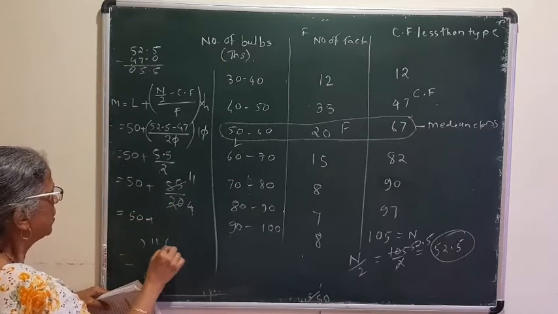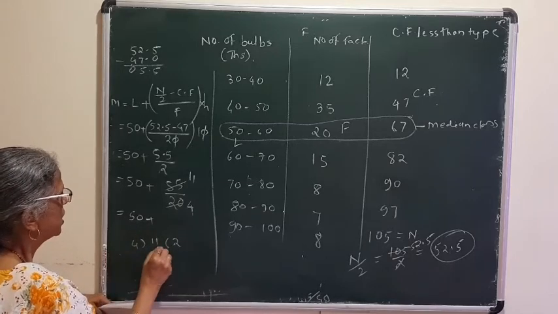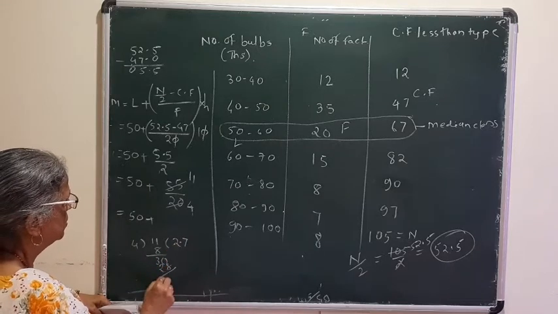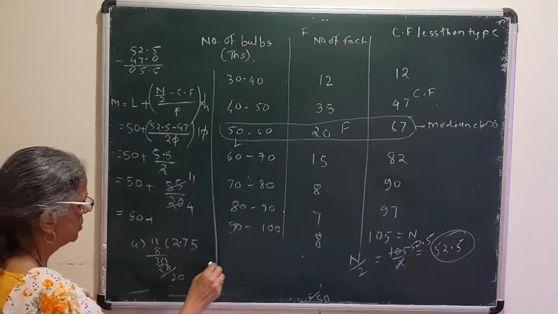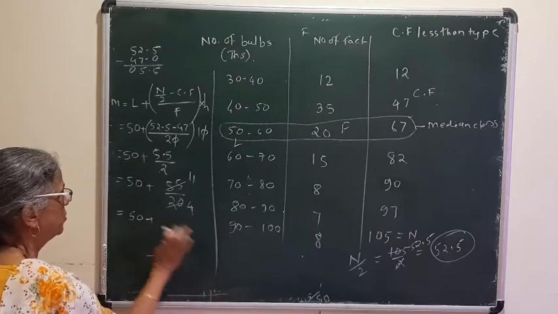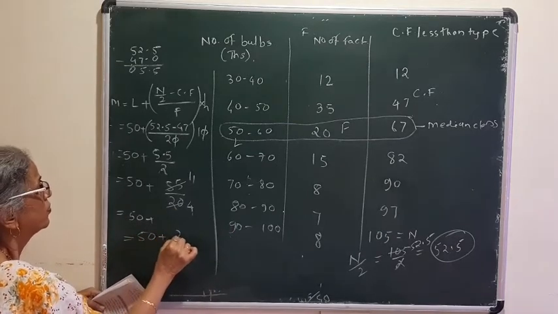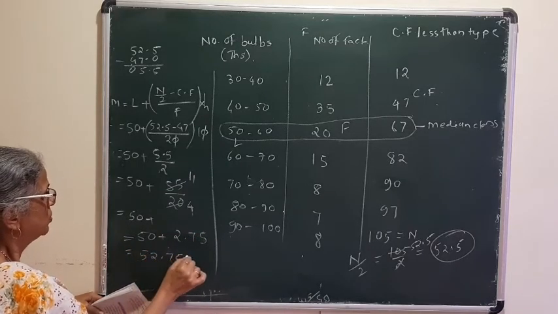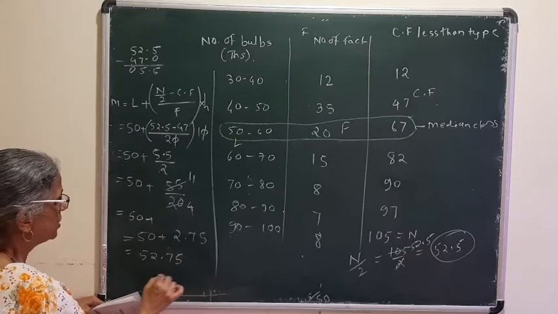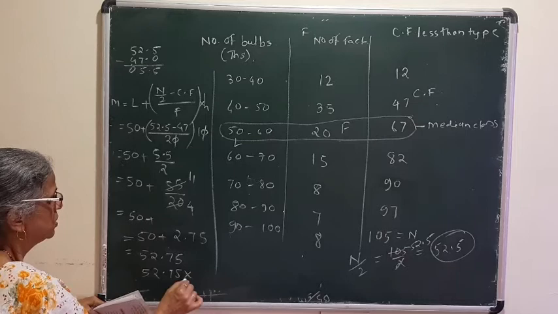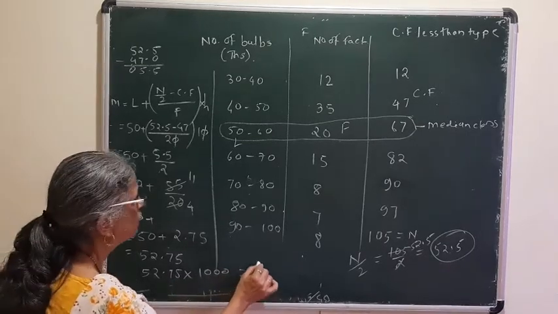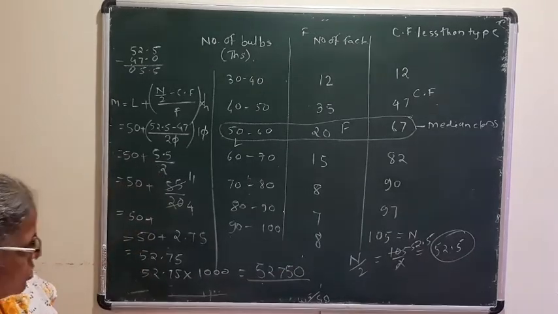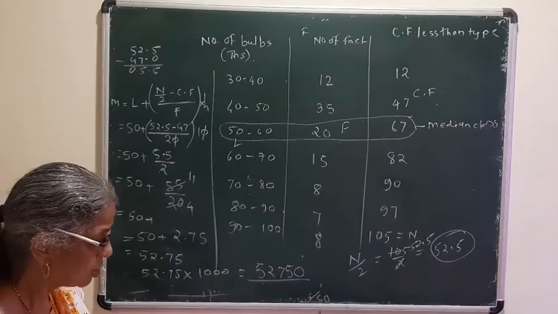11 upon 4, division, 4 2s are 8, decimal point, 2.75, so 50 plus 2.75, so that will be 52.75. Now here you have to multiply by 1000 as it is in 1000. So that will be 52750. Followed? So that is the answer for the third sum.